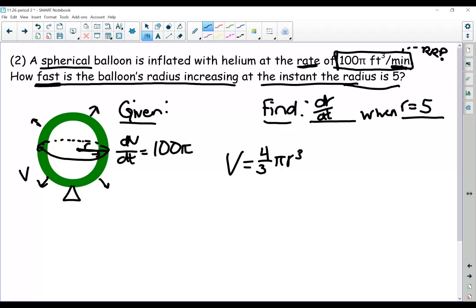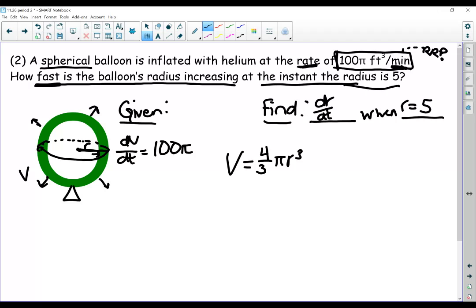Now you're like, oh my God, Ms. Bowman, I do not remember the volume of a sphere. You'll be given sphere and you'll be given cone, but you should know how to find the volume of a box, okay? So that's step 2: look for the relationship among just the variables.